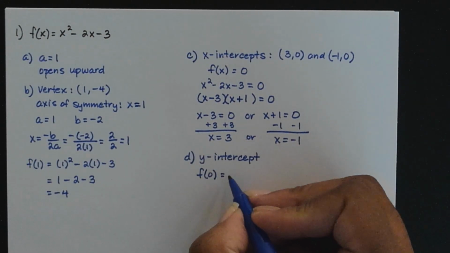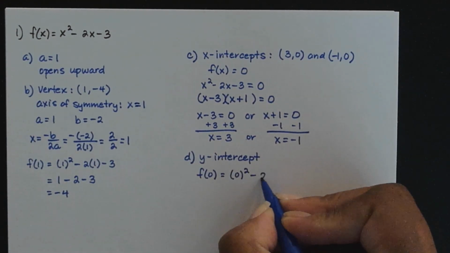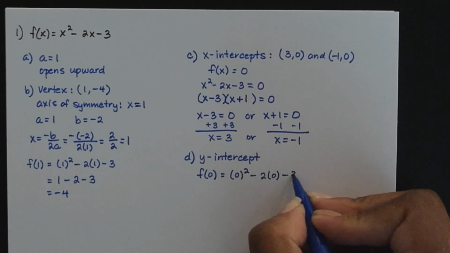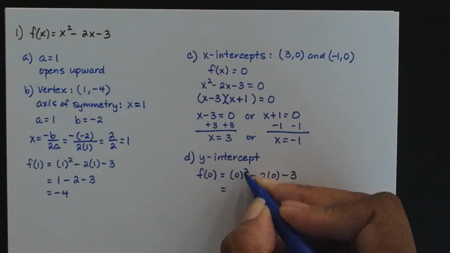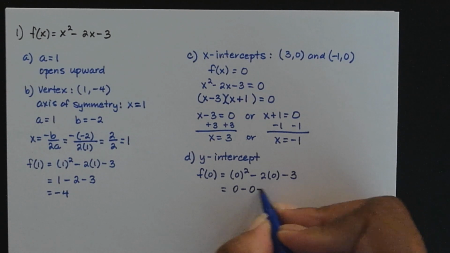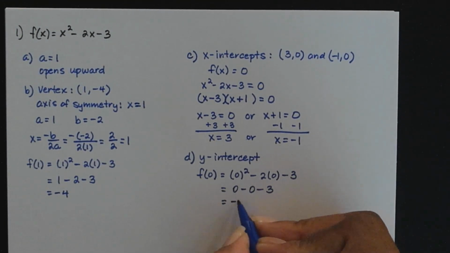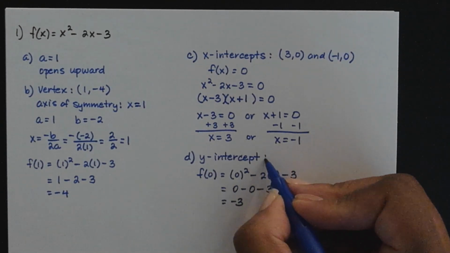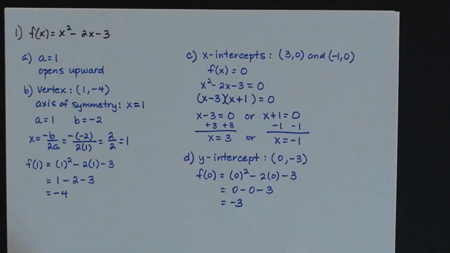So when I substitute 0 in for x, this will be 0 squared minus 2 times 0 minus 3. So 0 squared is 0, minus 2 times 0 is 0, minus 3. That's going to end up being negative 3. So the y-intercept will be the ordered pair 0, negative 3.